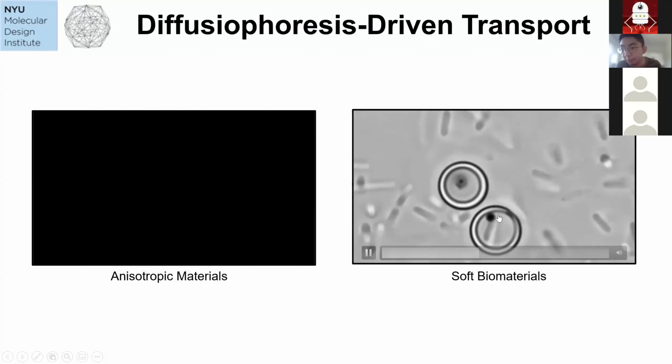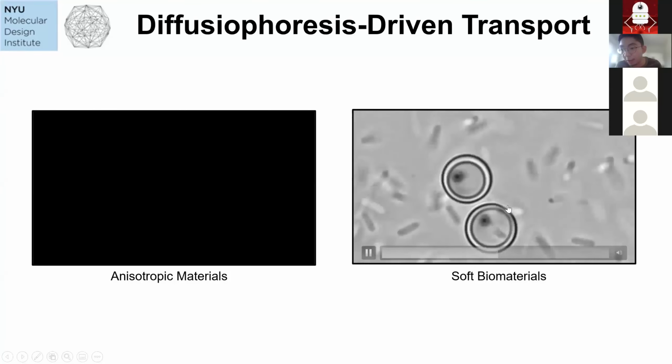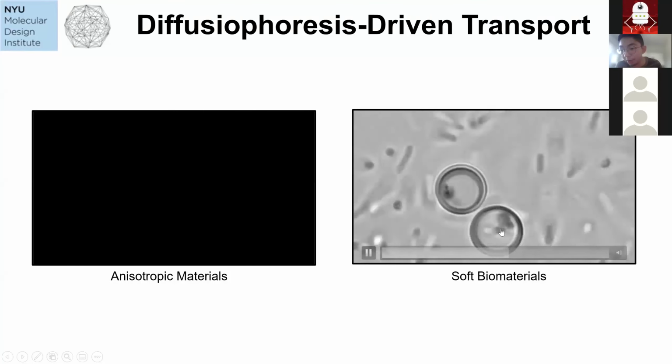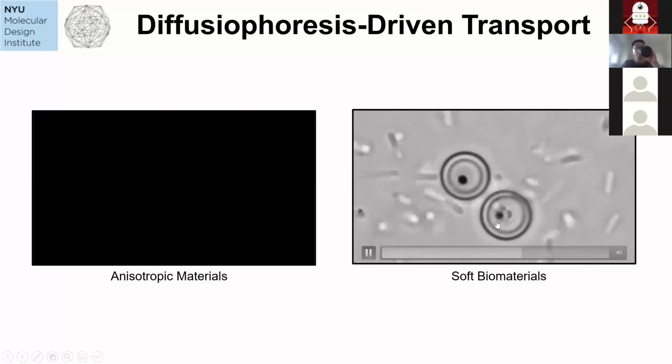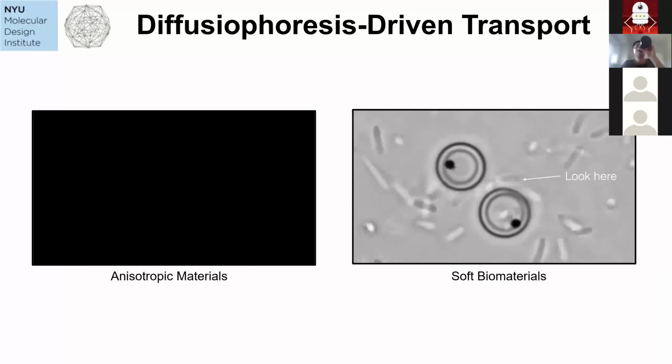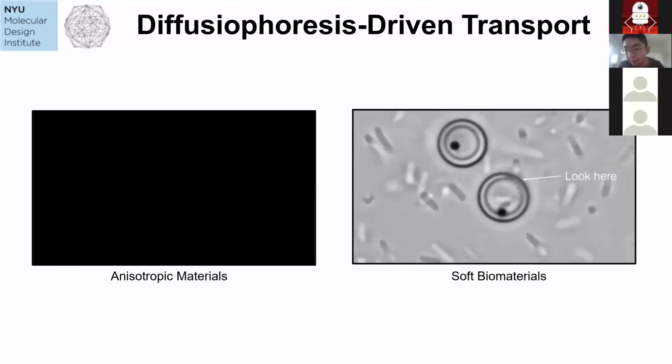If you zoom in on the video, this is the hole, and the E. coli will slip from the hole into the capsule. This is the second entry.